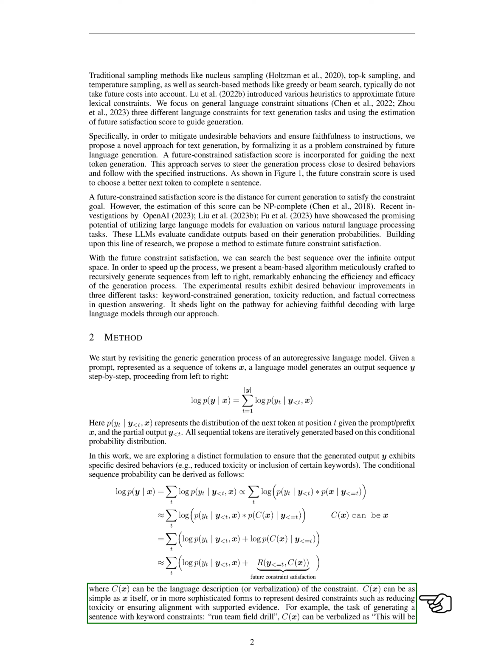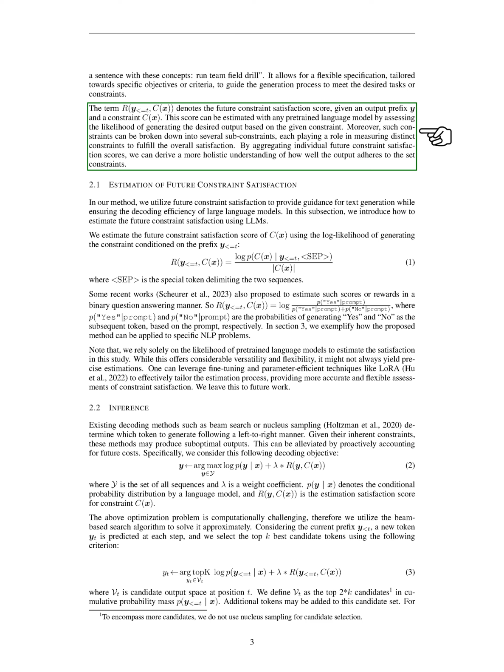the given instructions. For example, if we want to generate a sentence with the keywords, "run team field drill," we can set these keywords as the constraint. The model will then generate text that includes these keywords, guided by the future constraint satisfaction score. This score can be estimated using any pre-trained language model, and it can be broken down into several sub-scores, each measuring a different aspect of the constraint. By combining these sub-scores, we can get a better idea of how well the generated text meets the set constraints.